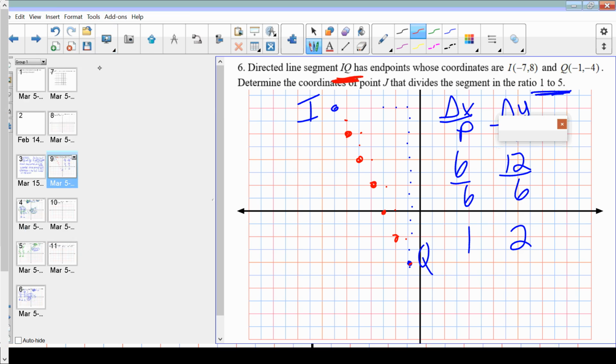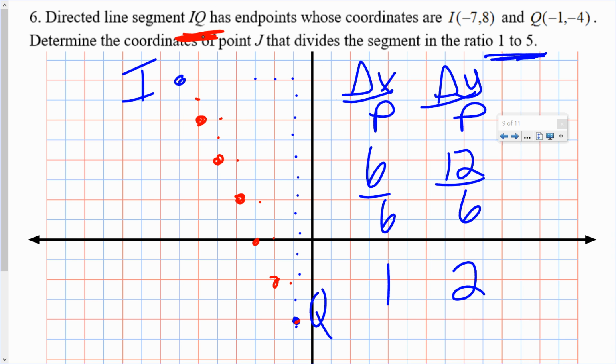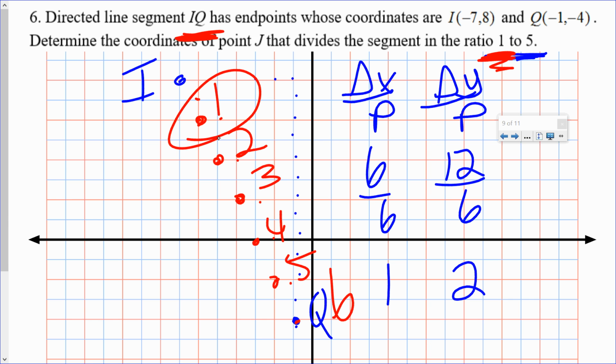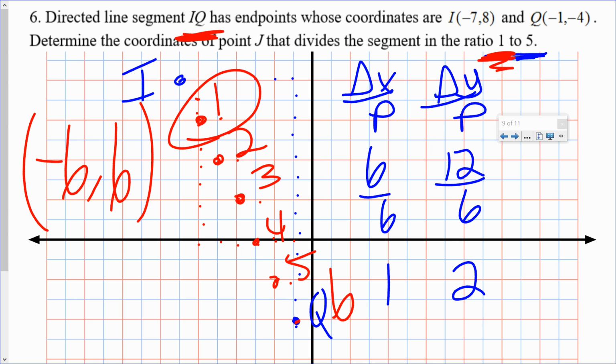I'm starting with I, since I comes first, so that's 1, 2, 3, 4, 5, 6. And whatever number in the ratio is written first is the one that I want. And the coordinates of that point are (-1, 6)... -6, 6 is point J.